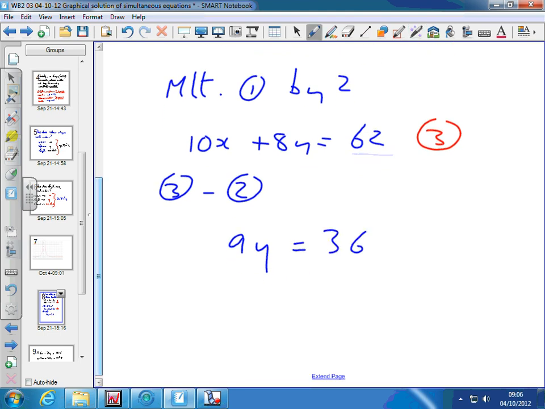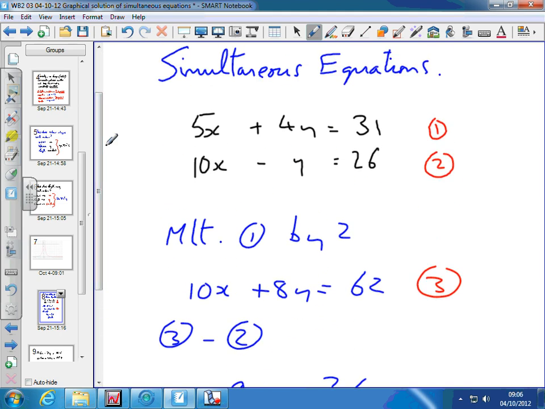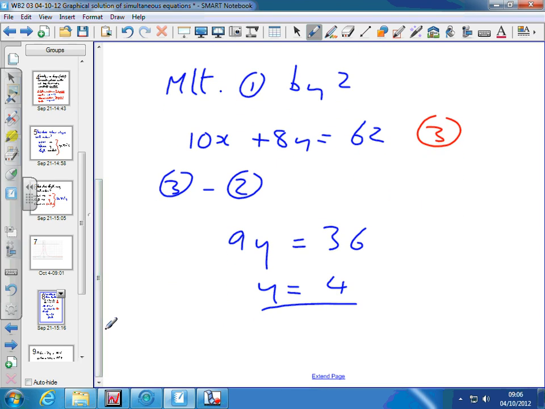And then dividing both sides by 9, I get y equals 36 divided by 9, which is 4. Then I would substitute that back into equation 1 or equation 2 to find x. So I'll leave you to finish that off.